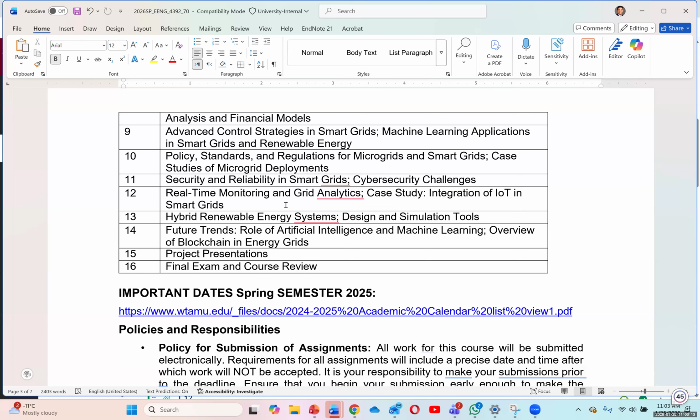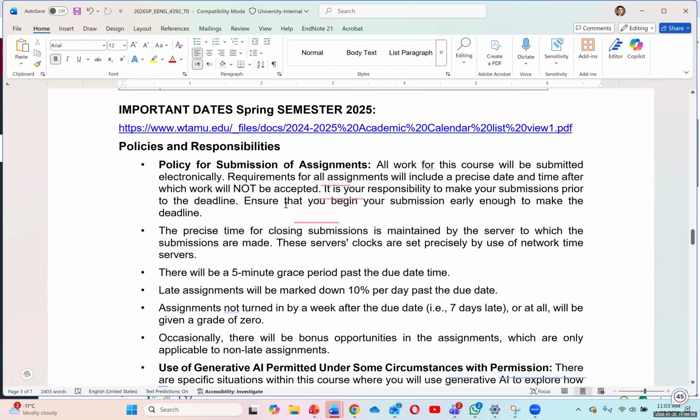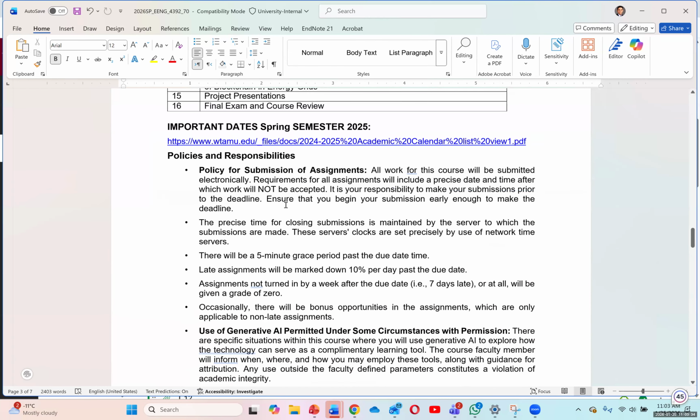If we have enough time, we're going to go through future trends, and finally it's going to be the project presentation as well. And in the last week, we're going to have the final exam and the course review. Now, please read through all the policies and responsibilities for the course.